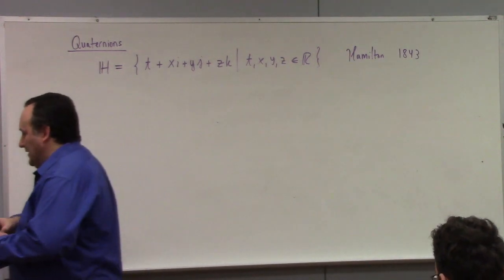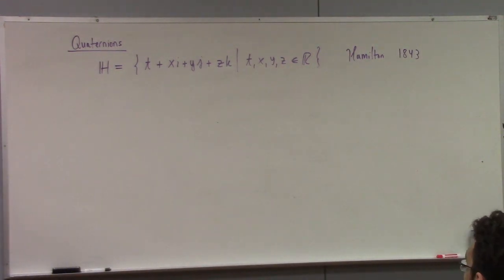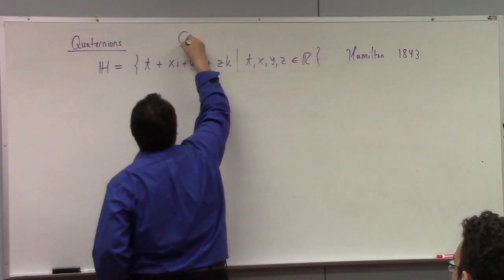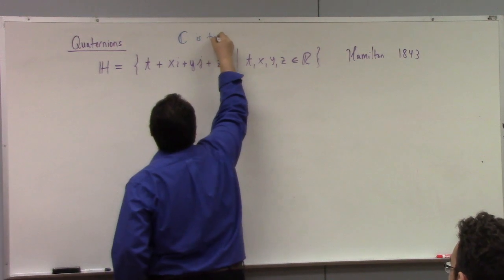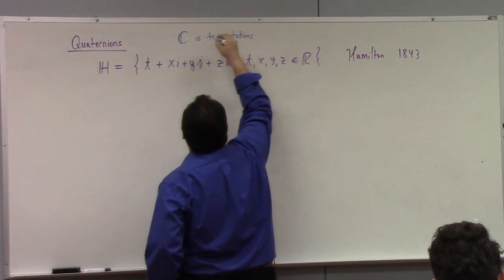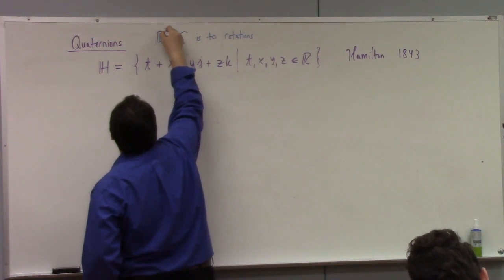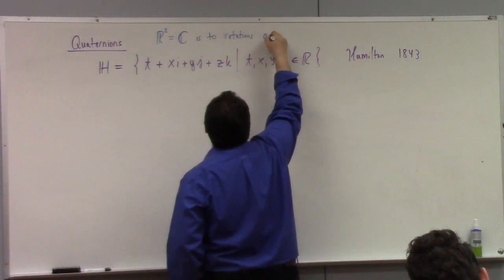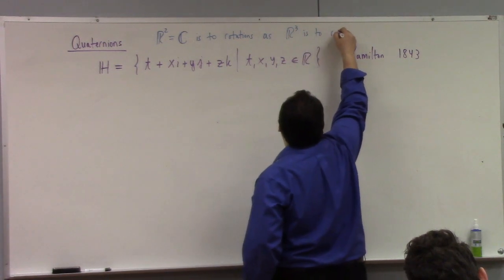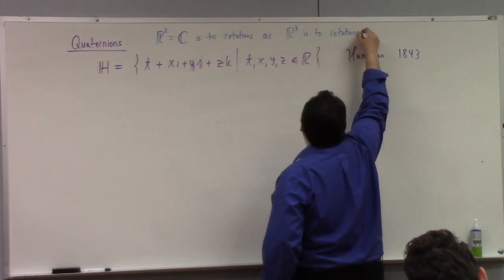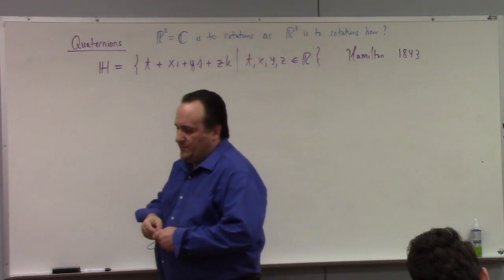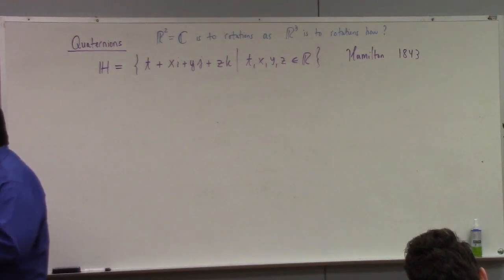And he spent a decade finding these. And the reason it took him a decade was that for the better part of that decade, he was trying to, think about this: C is to rotations, R2 is equal to C, right, as a point set? As R3 is to rotations, how? That was more or less the framing that Hamilton asked himself.